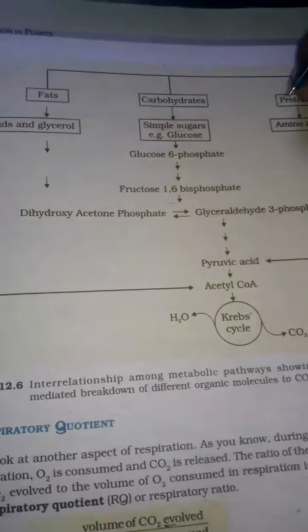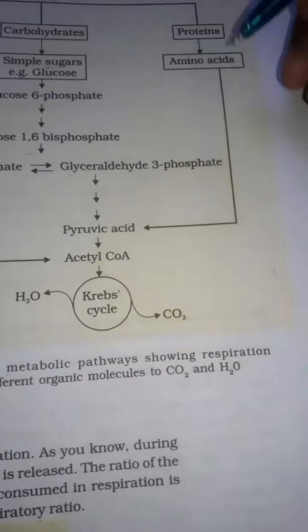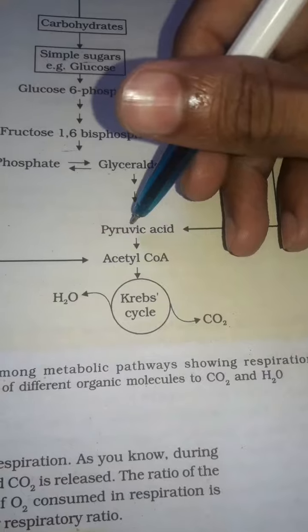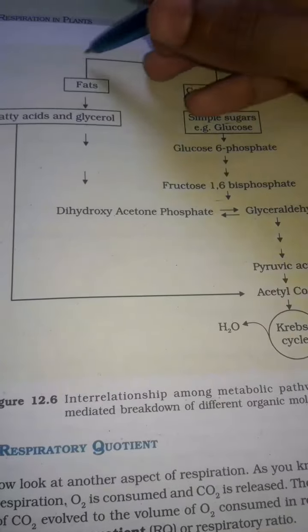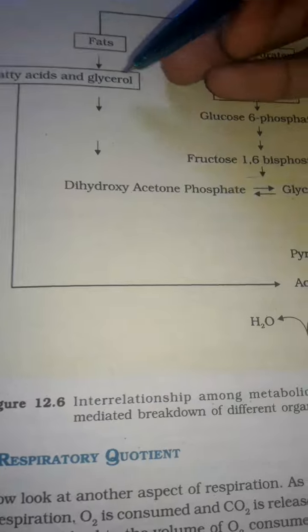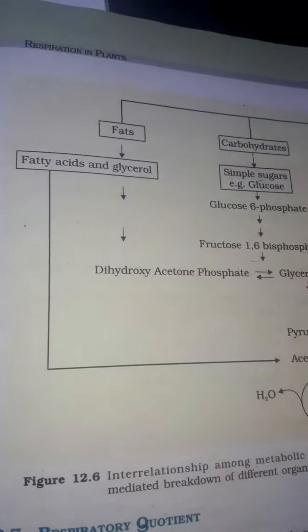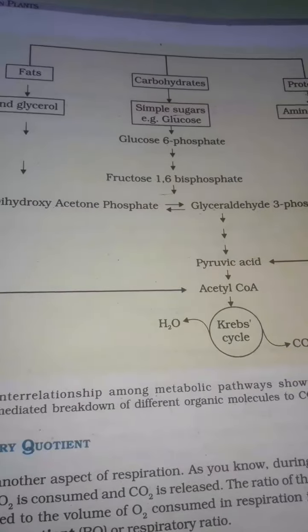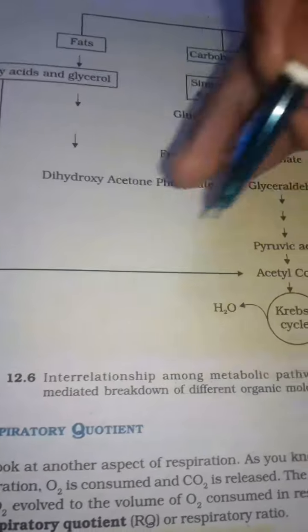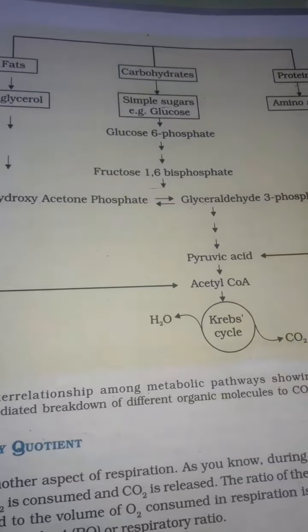There are some substrates that can enter this glycolysis. One of them is proteins, converted into amino acids, and then amino acids are first converted into pyruvic acid and then enter glycolysis as pyruvic acid. Then there are fats, broken into fatty acids and glycerol. Glycerol first gets converted into glyceraldehyde 3-phosphate, that is PGAL, and then PGAL follows this sequence. Fatty acids first get converted into acetyl coenzyme A, and then acetyl coenzyme A gets involved like that.